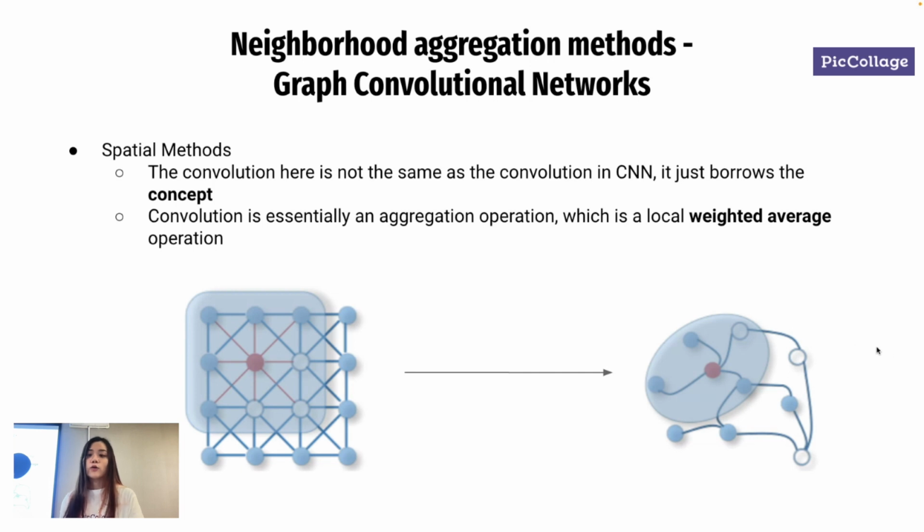And so when we try to get the red node, we will do an average, weighted average sum or some operations. We use the neighbors' information to get the entire information of this part of the nodes.